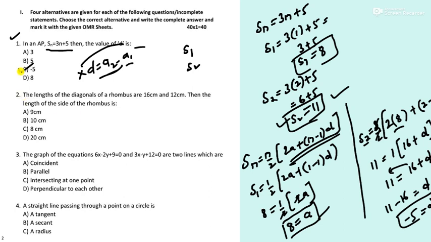Now one more thing, if you just look at here, first main, what they have given, 4 alternatives are given for each of the following questions in a or incomplete sentence. Choose the correct alternatives and write the complete answer and mark it with the given OMR sheets. They might have given some OMR sheets. In that you have to write, first you have to write the answer, maybe in the answer sheet, and in OMR sheet you have to mark, like for question number 1 they will give A, B, C, D.